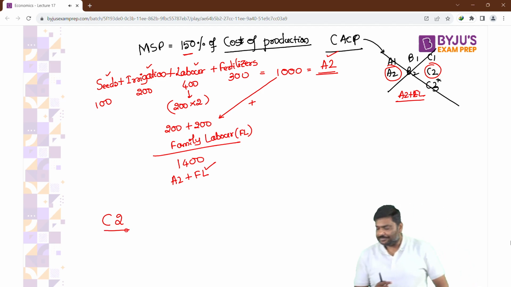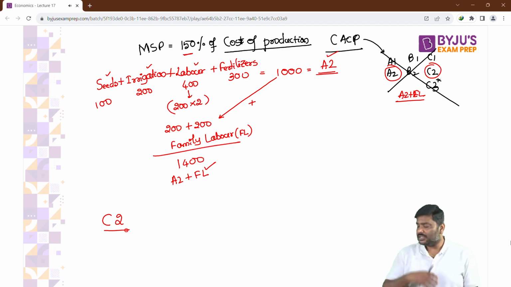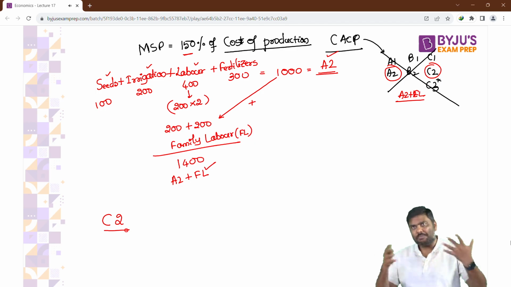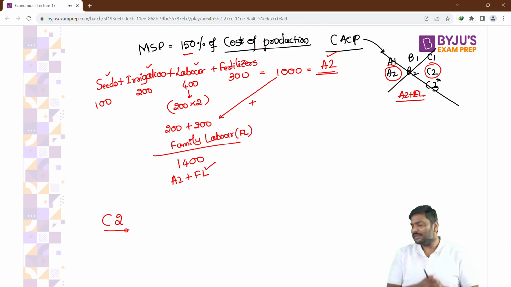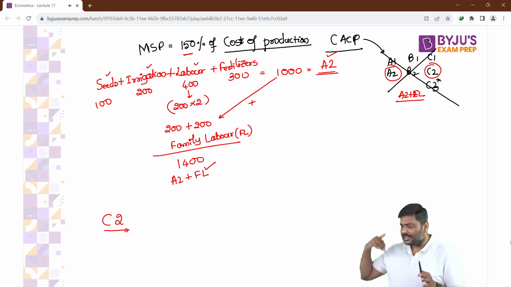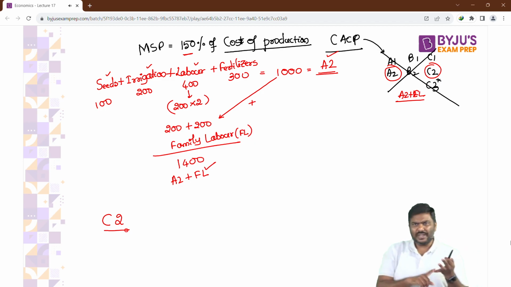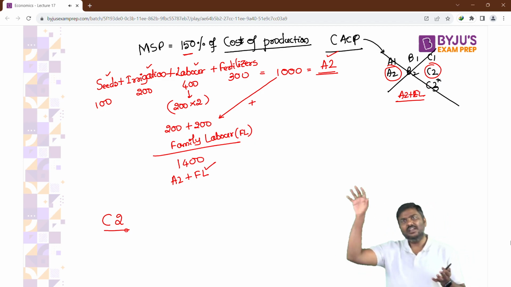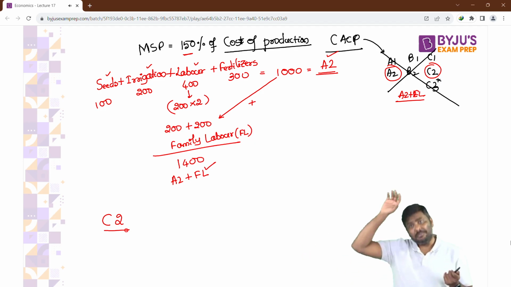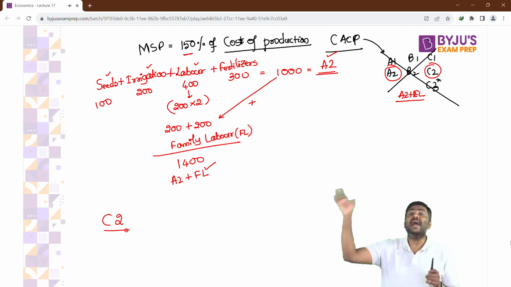So let me go to the third one, C2. The concept of comprehensive, one more type of costing. Now what is this C2? C2 is much bigger, much more comprehensive. What CACP says is, I will consider all these expenditures: how much money was paid out from my pocket on seeds, fertilizers, plus labor, plus family labor.